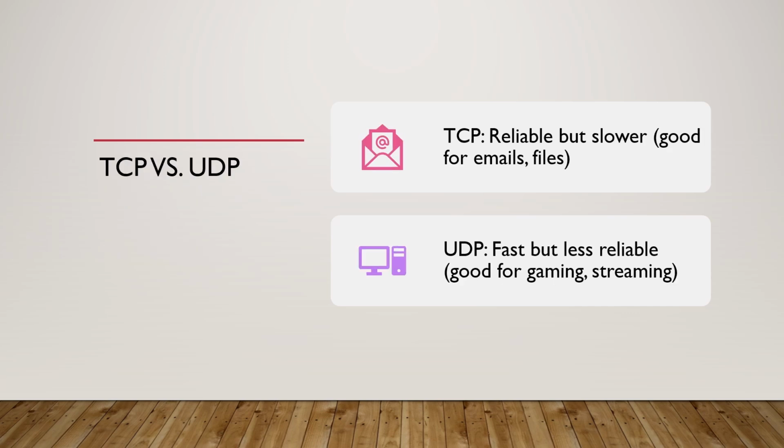Let's dive a little deeper into TCP and UDP. TCP, let's call him the reliable one. It checks and double checks that your data arrives safely. It's great for emails or downloading files. UDP, let's call him the speedy one. It sends data quickly, but doesn't worry too much if something's lost along the way. So it's perfect for online games or video streaming.